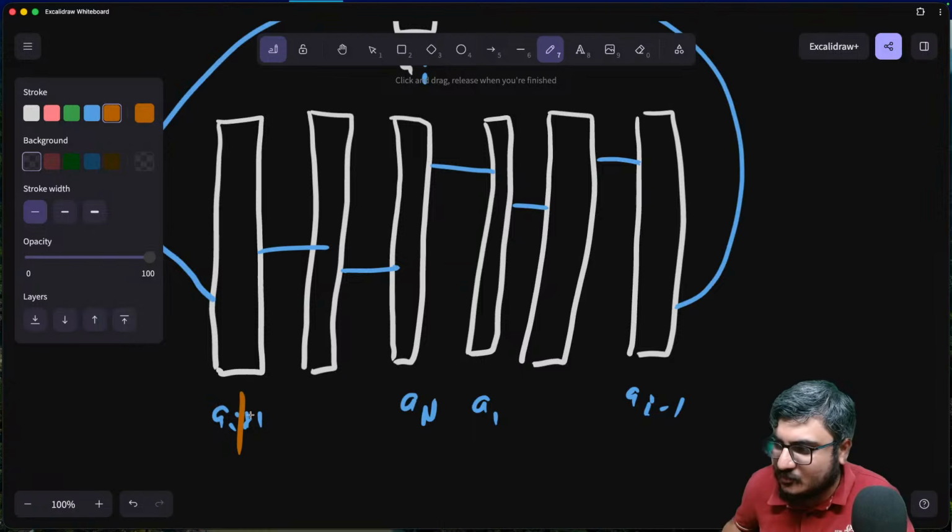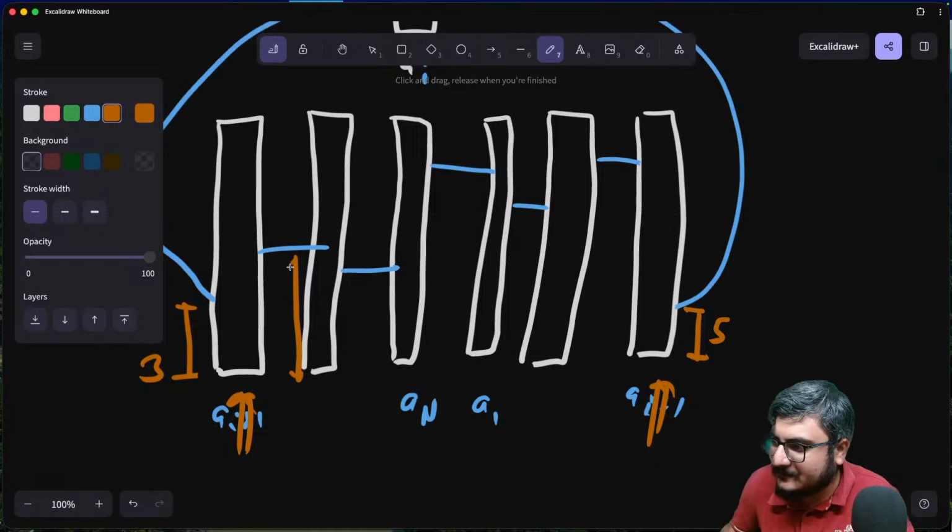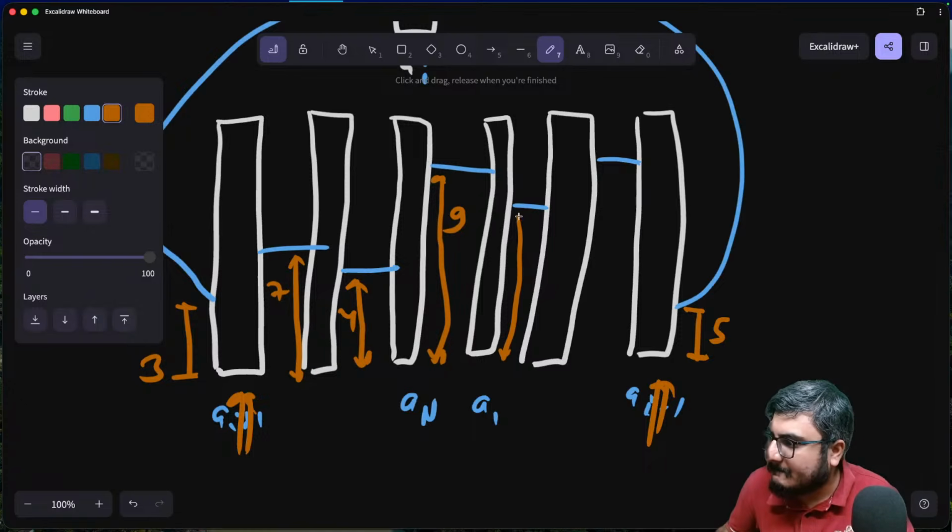Let's first look at these two wells. Let's say this is at height 5. This is at height 3. Let's say this is at height 7, then 4, 9, 8, 9, and so on.